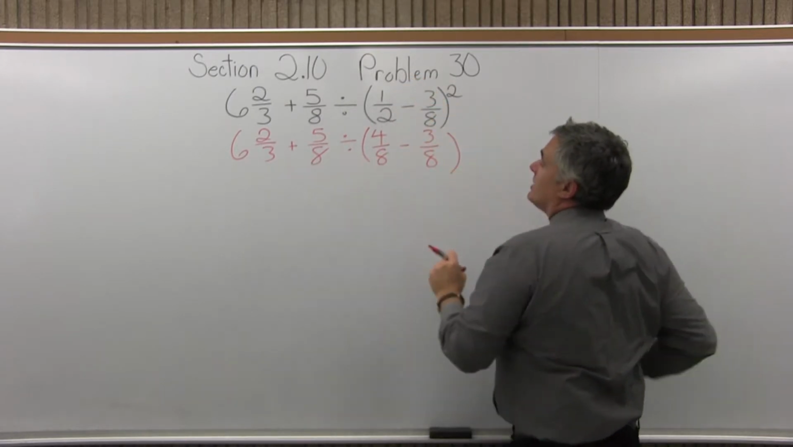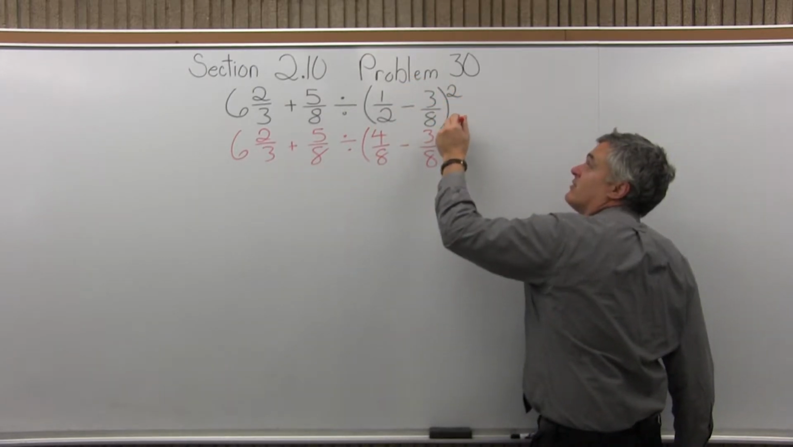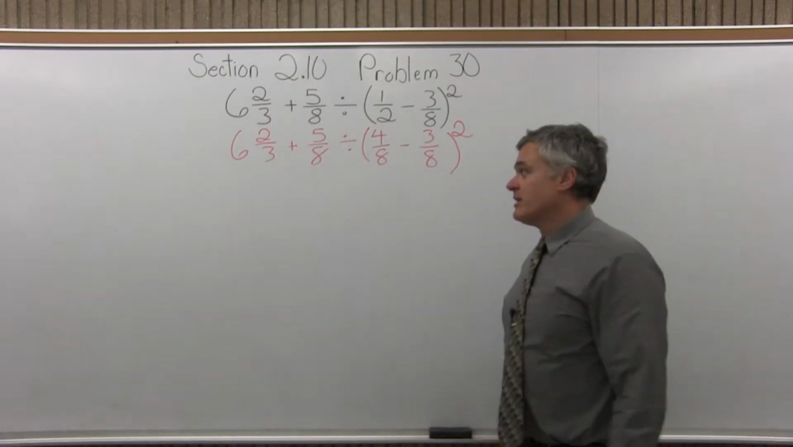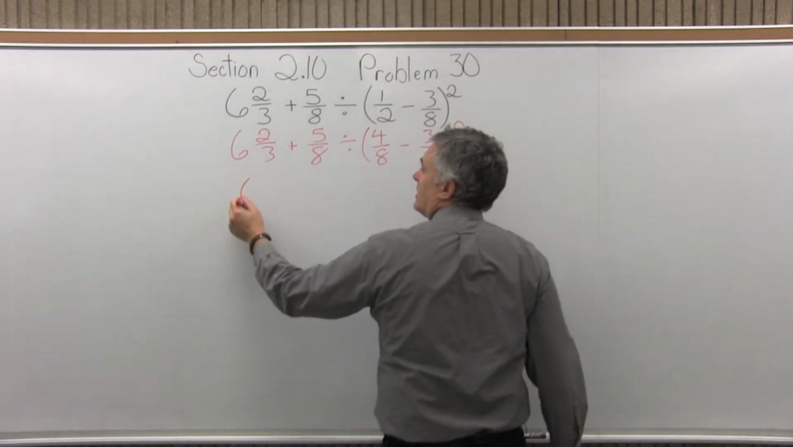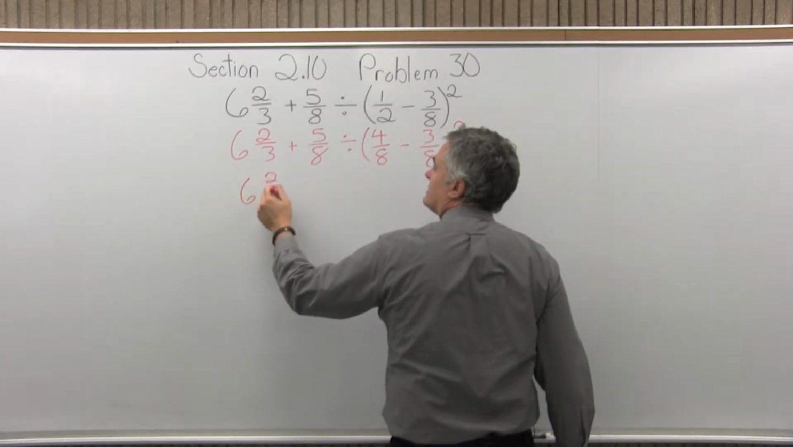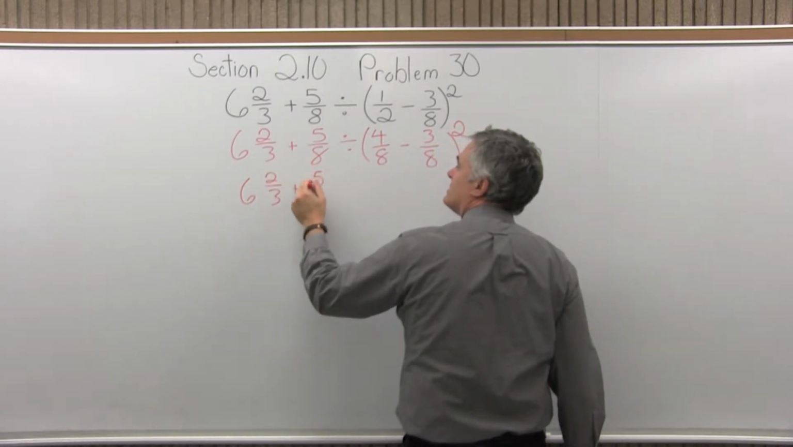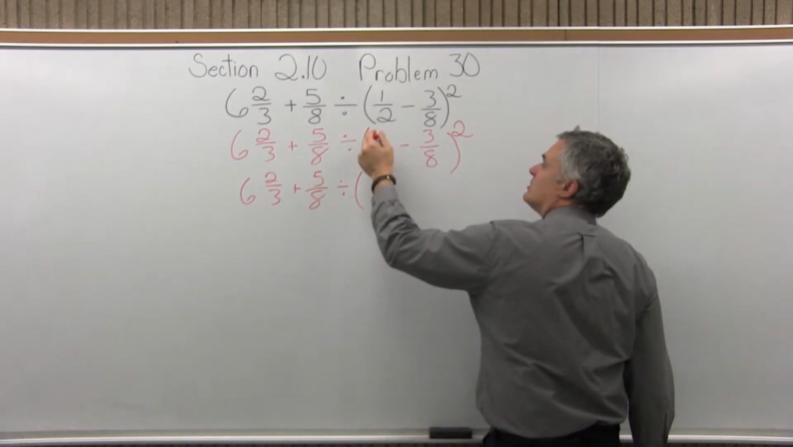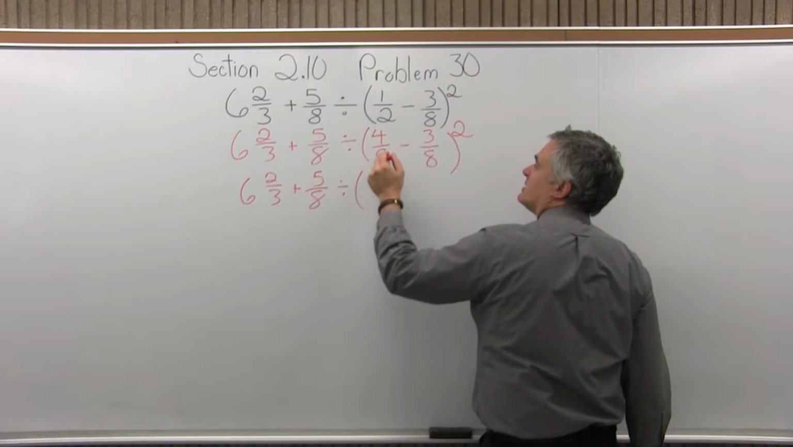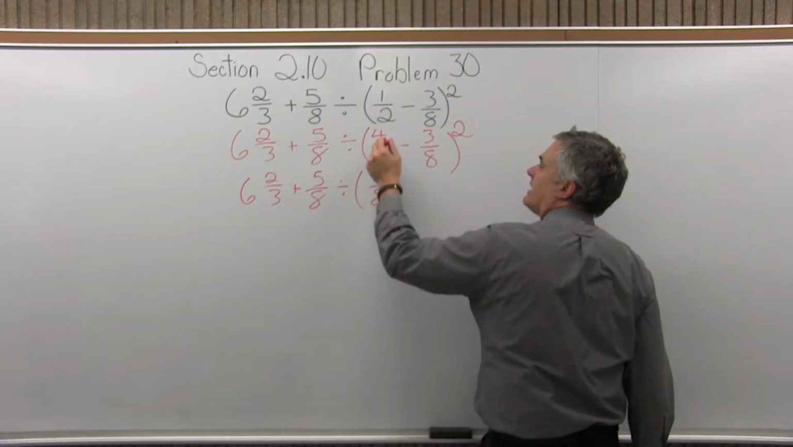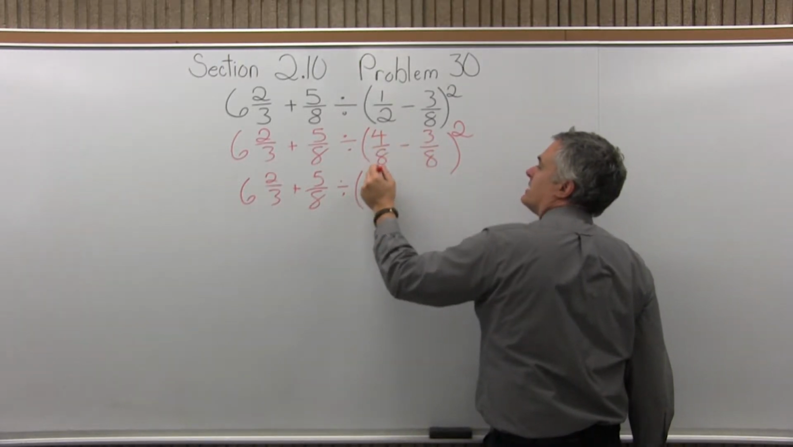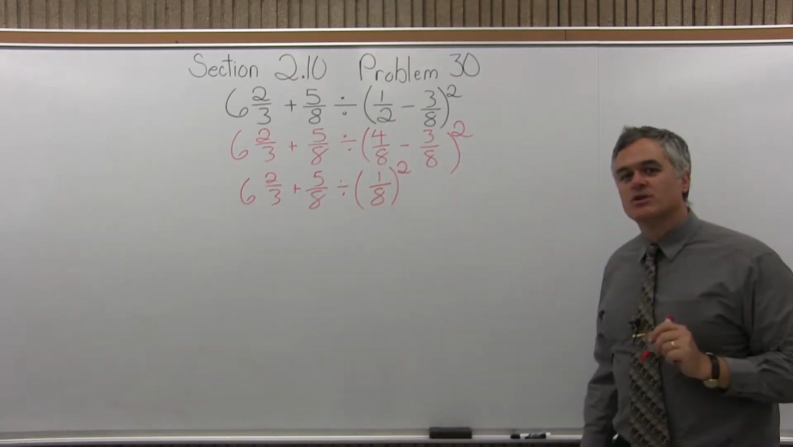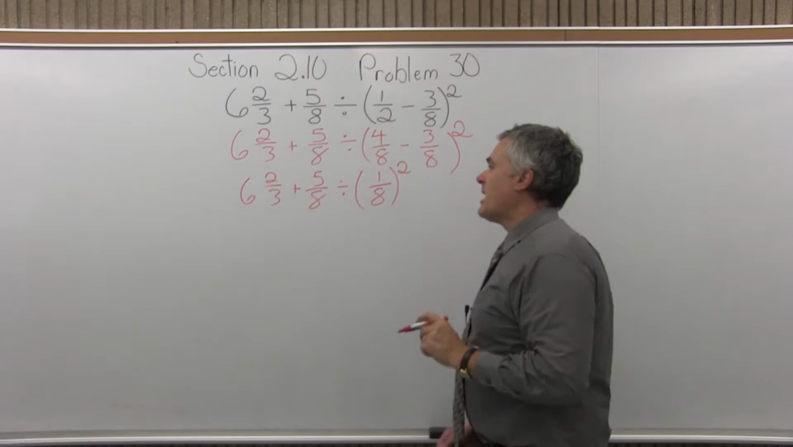Now I have a common denominator in the parentheses. Don't forget, the parentheses are raised to the second power. Now I can complete the work in parentheses. So I'll leave the 6 2/3 for another step, plus 5/8 I'll leave for another step, divided by. But now in the parentheses, 4/8 minus 3/8. So keep my common denominator of 8. Combine the numerators. 4 minus 3 is 1. And that's raised to the second power. So I have 1/8 to the second power.